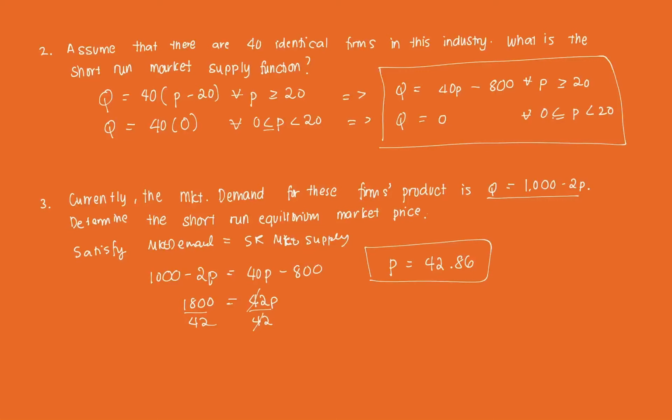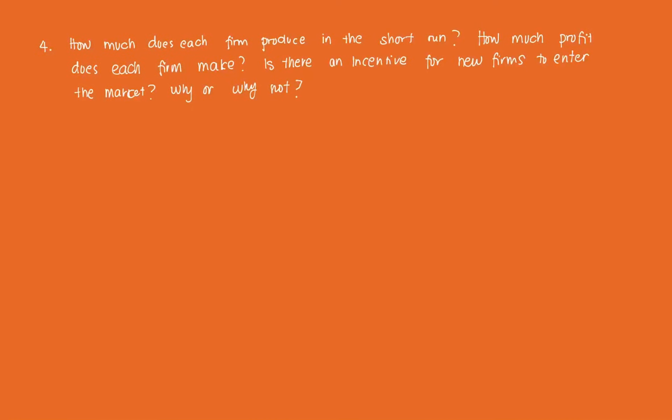For the last question, we have one more. How much does each firm produce in the short run, and how much profit does each firm make? And we also want to ask, is there an incentive for new firms to enter the market? And it asks why or why not. If you recall from our discussions, there is an incentive for firms to enter the market if there's still a presence of some abnormal profit. So let's try to see that here.